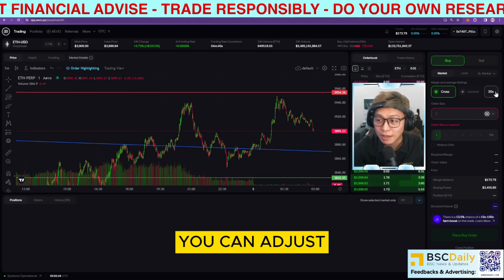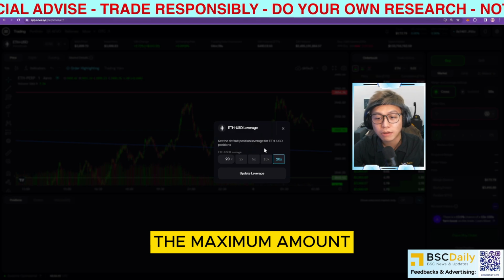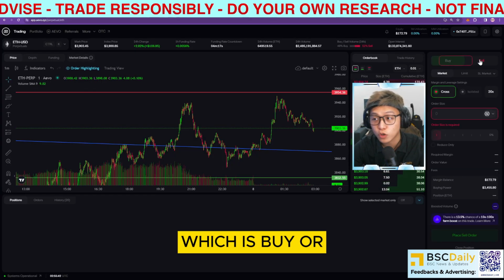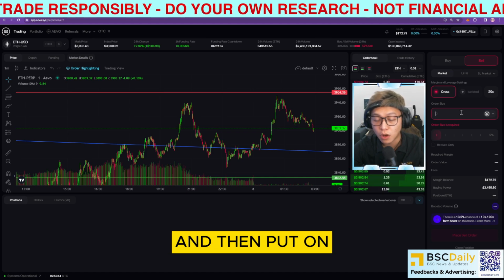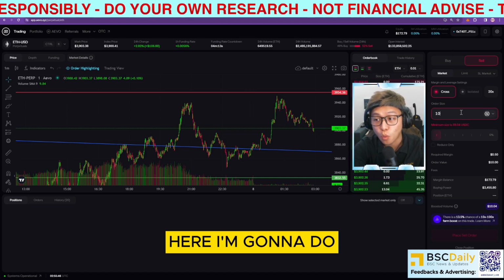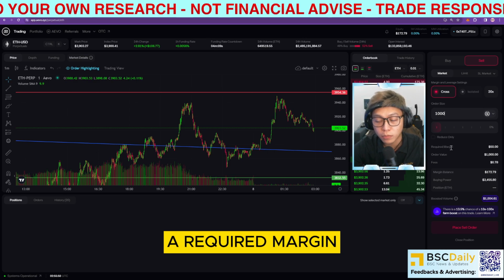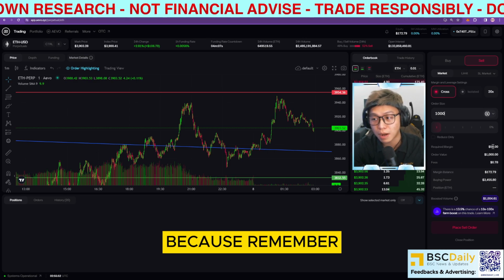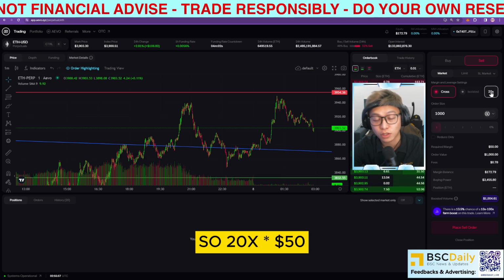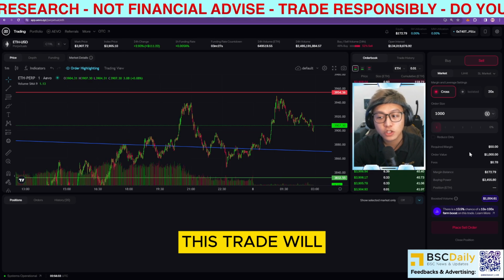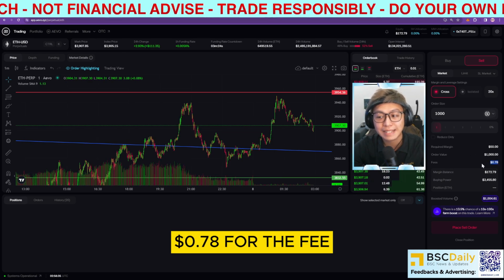You can adjust the leverage. On Aevo, the maximum amount of leverage is 20x. You can choose to either long, which is buy, or short, which is sell, and then put in the order size. Here, I'm going to do $1,000 in trading volume, which will cost me a required margin of $50 only because remember, I'm choosing the leverage of 20x. So 20x $50 equals $1,000 in trading volume. This trade will cost me about 78 cents for the fee.